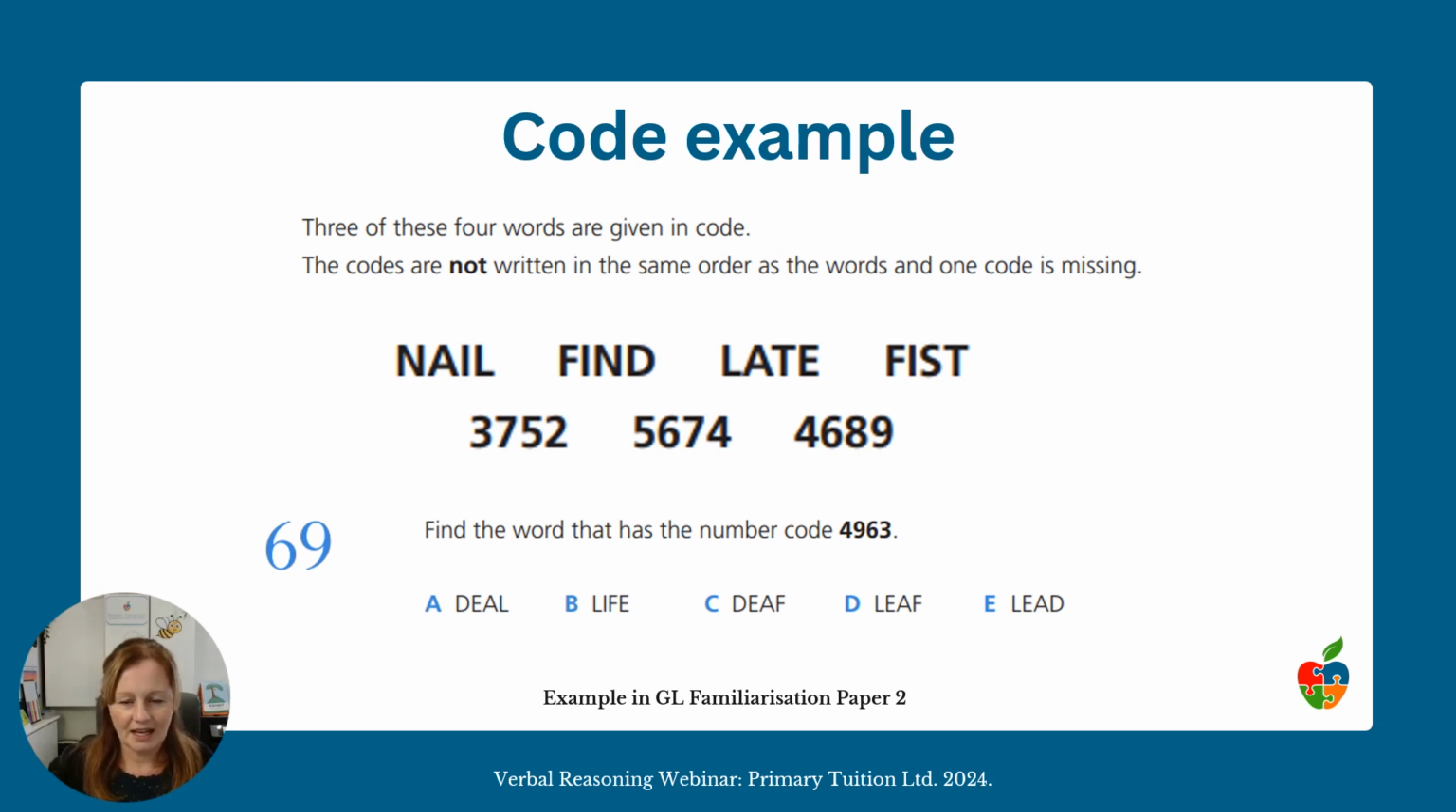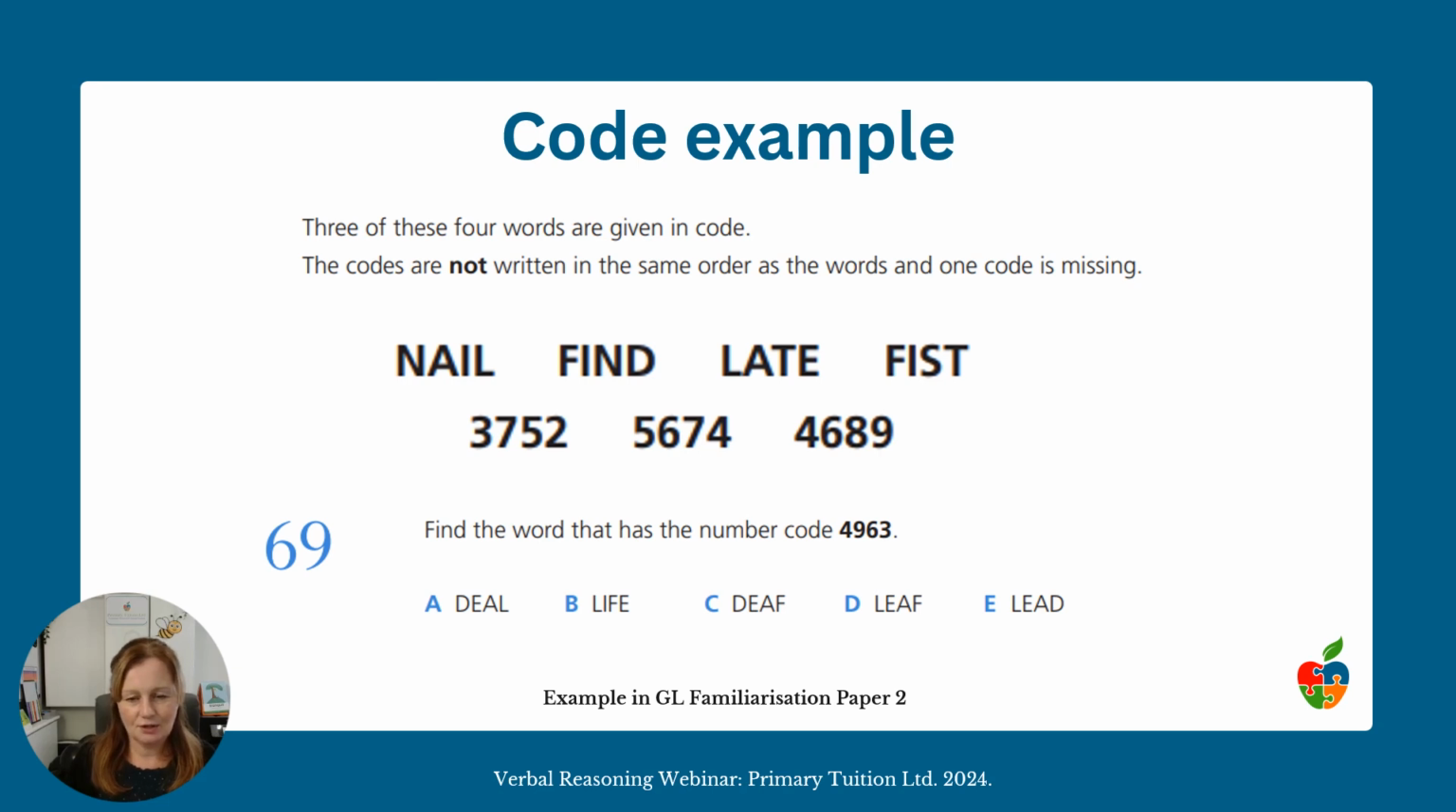Find the word that has the number code 4963. The answer is leaf. And the reason that's the answer is we deciphered that number 4 was the L, and then we took it from there. So LATE must be 4689. It is a process of deduction.